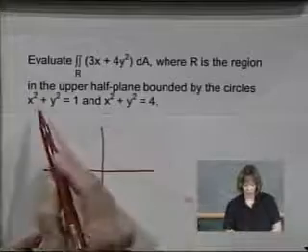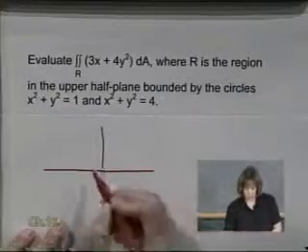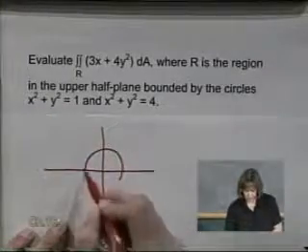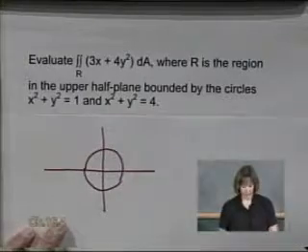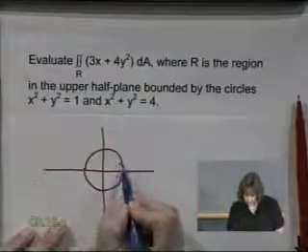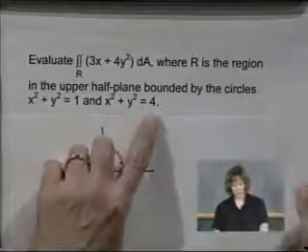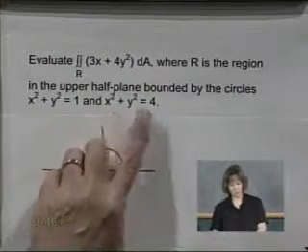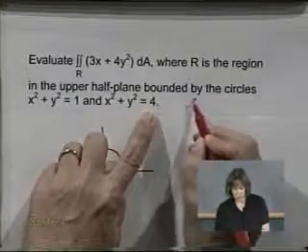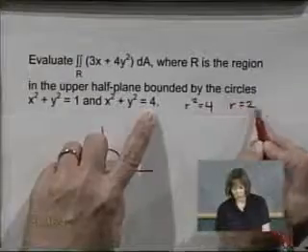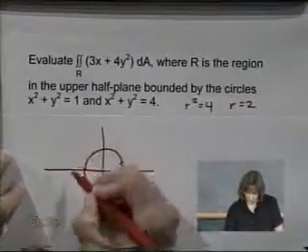All right, the circle x squared plus y squared equals 1 is a circle of radius 1. Okay, radius is 1. x squared plus y squared equals 4. That's x squared plus y squared equals r squared. So your r squared is 4 in that case, or your r is 2. So that's a circle of radius 2.